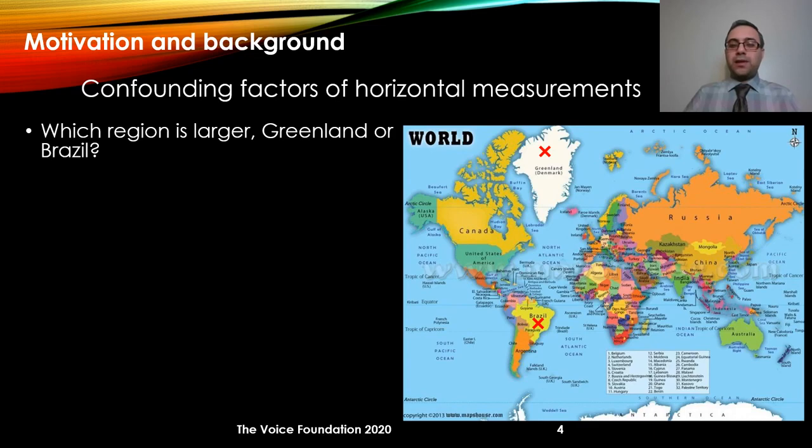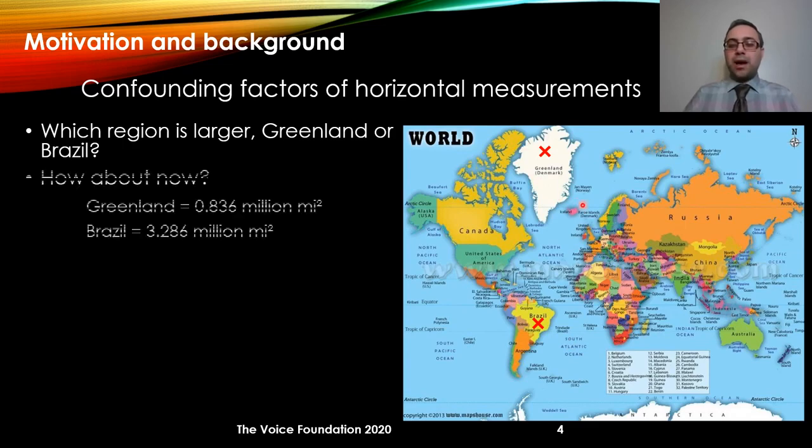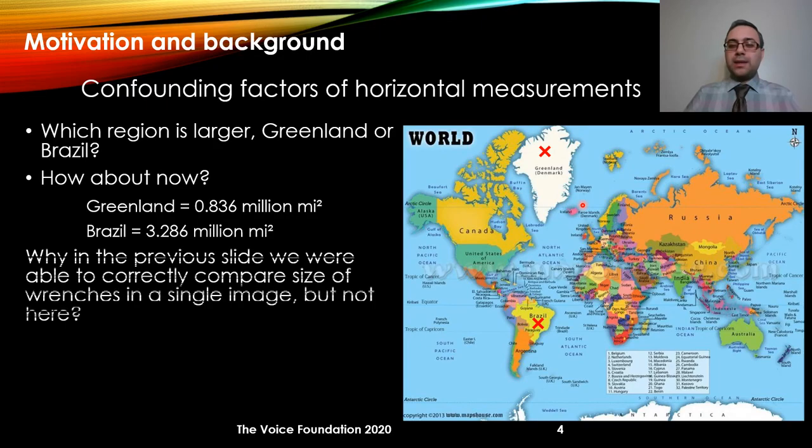So we are provided with a map of the world and we are asked to determine if Greenland is larger or Brazil. So by looking at the image, we will say that Greenland is several times bigger than Brazil. However, when we compare their actual area, we will see that Brazil is several times bigger than Greenland. So why is this happening?